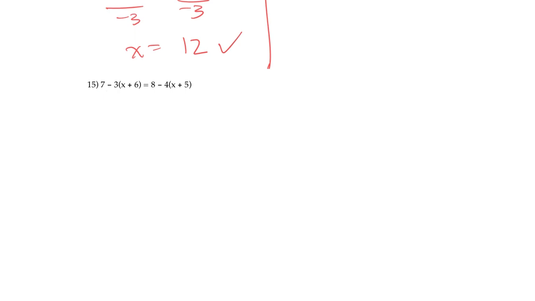Okay, so the first thing I would do is take this minus 3 and multiply it by both things inside the brackets. So it'll be minus 3x minus 18 is equal to, same thing on this side, 8 minus 4x minus 20. If you got to that point, I gave you a point or so.